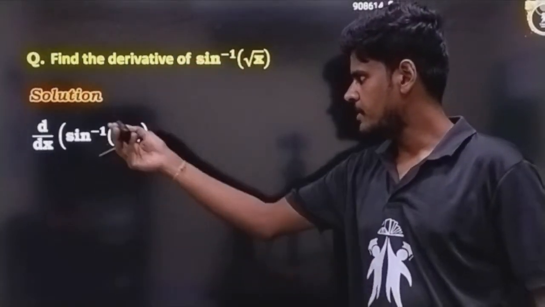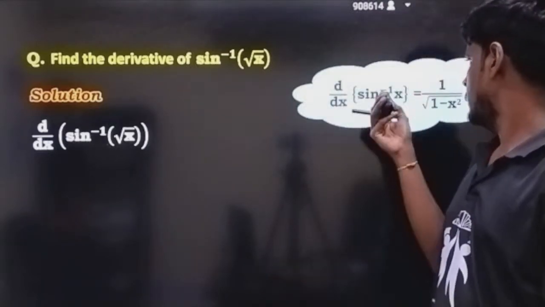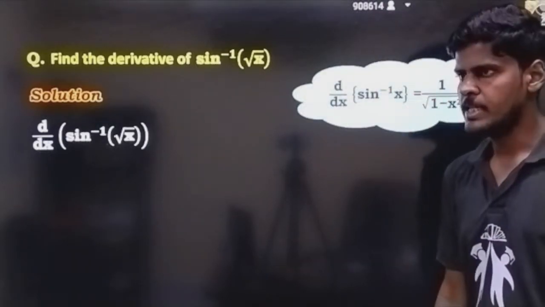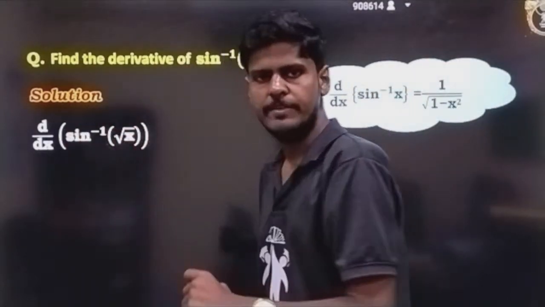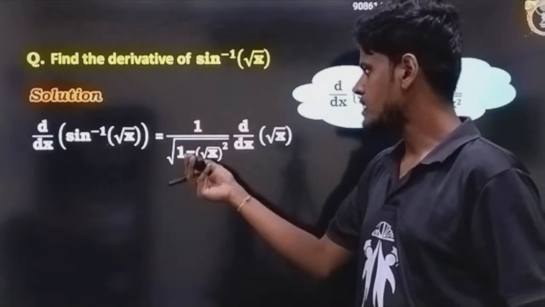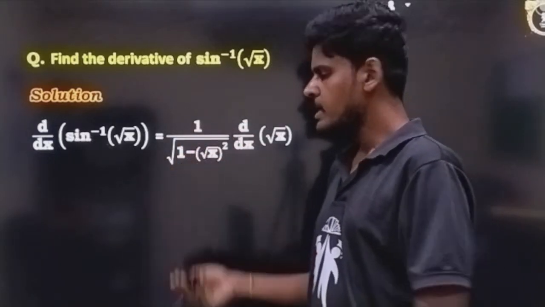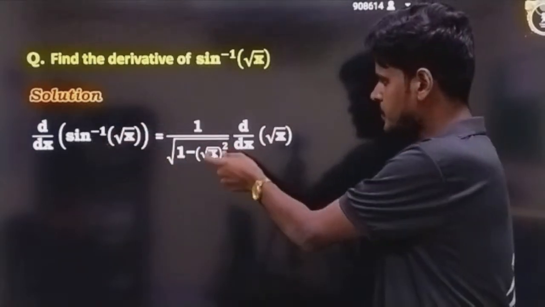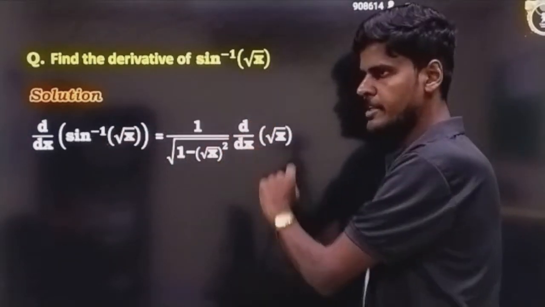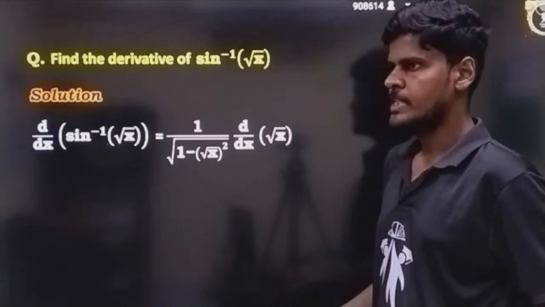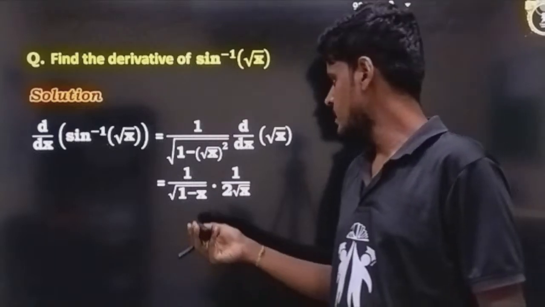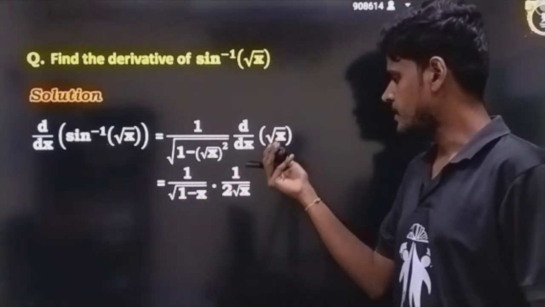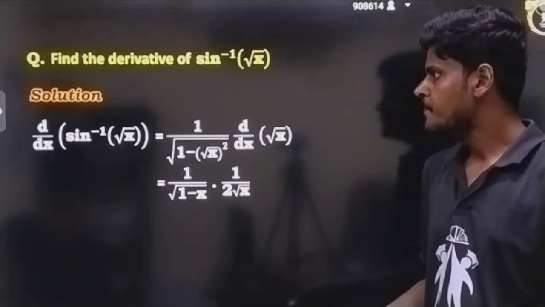So what is the derivative of sin inverse x? It is given by 1 by square root of 1 minus x square. So first we will do the derivative of sin inverse, and then multiply by the derivative of root x. So first is 1 by square root of 1 minus, in place of x we have root x, so substitute root x square, into the derivative of root x. So what is the answer, students? 1 by square root of 1 minus root x square, which is x, into 1 by 2 root x. The derivative of root x is 1 by 2 root x.